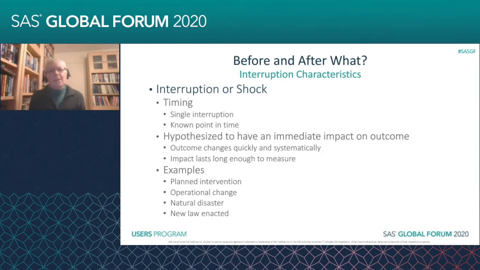So some examples would be a planned intervention, say in a healthcare setting, some type of operational change, maybe moving to a new lab test, a natural disaster, and new laws that are enacted. So lots of these studies are done on things like helmet laws or seatbelt laws, that type of thing.